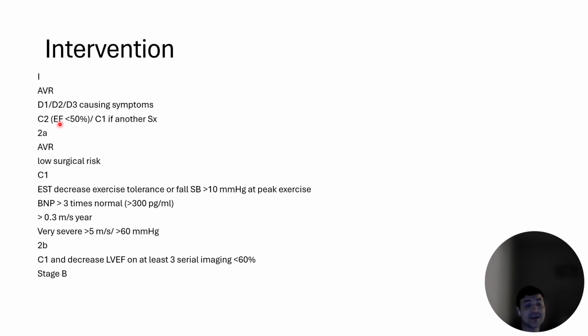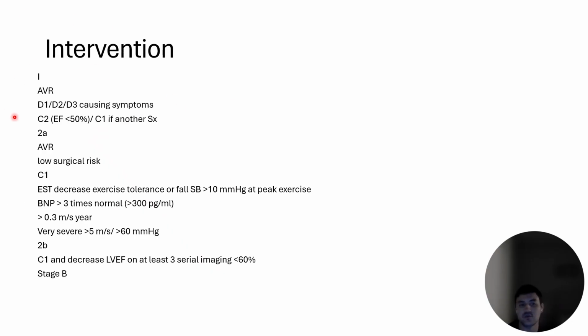If you have an asymptomatic patient, but it is C2 and the ejection fraction is less than 50%, you do a replacement. Or it is C1 if the patient is undergoing another surgery, so you do a replacement. So remember, class 1 indication is all the Ds, all the symptomatic, irrespective. C2 if the ejection fraction is less than 50%, and C1 if you are undergoing another surgery.